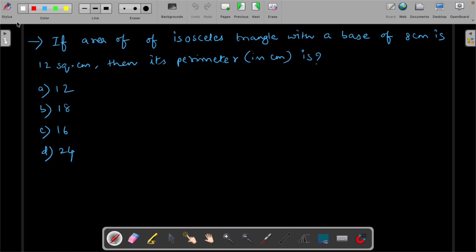What is an isosceles triangle? Two sides are equal or two angles are equal. That is what we know. So let us draw an isosceles triangle. Let us assume these two angles as equal. That means the opposite sides are equal. And what is the length of the base? 8 centimeters.